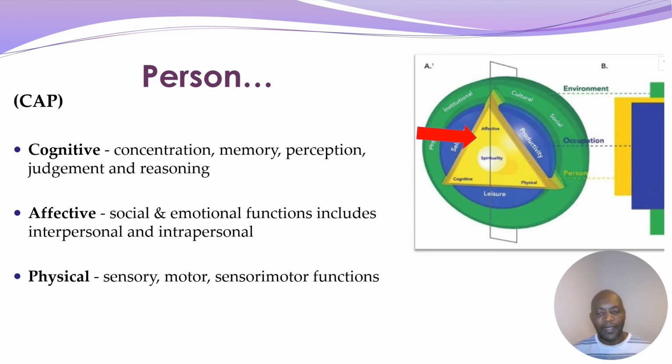And then lastly, the physical. The physical includes the sensory, the motor, and sensory motor functions. Usually, this one is the easiest for people to grasp because it's things that we can see.